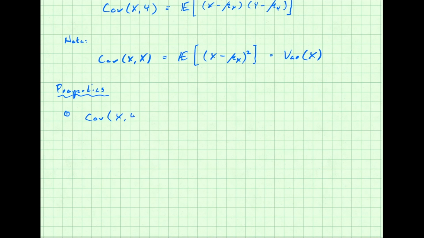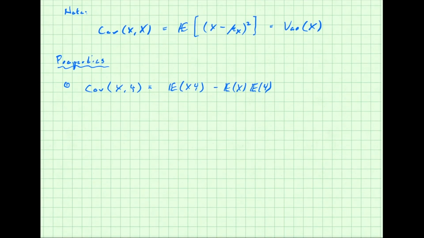of x and y can be calculated in a kind of a simple way as the expected value of their product minus the expected value, the product of the expected values. Like that. Right, so in other words, that's equal to the expected value of x times y minus mu sub x times mu sub y. All right, and let's just prove that.